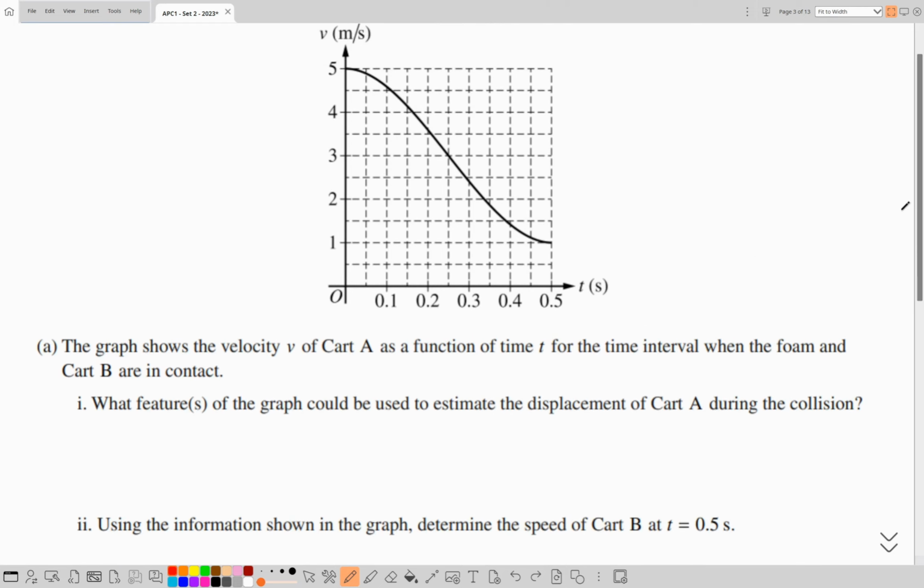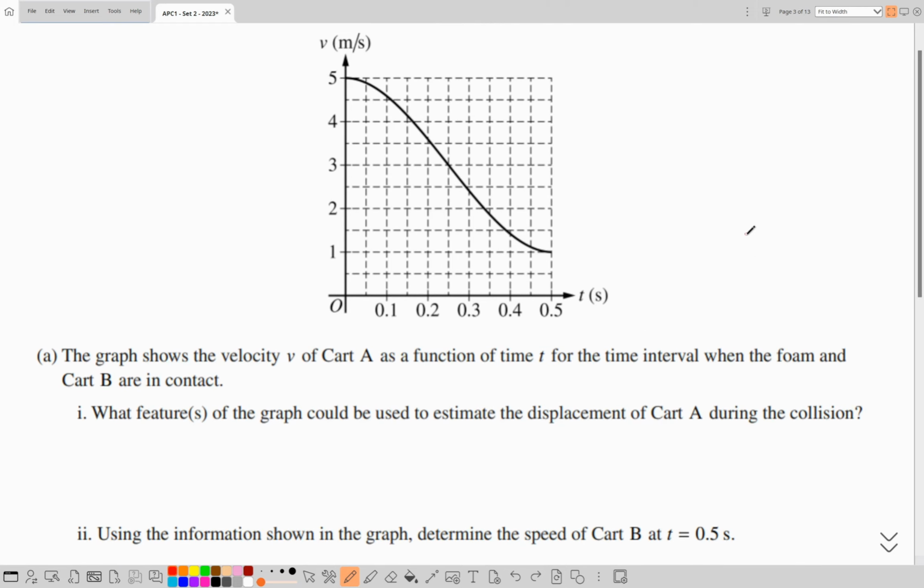In idea number 1, they're telling us what features of the graph could be used to estimate the displacement of cart A during the collision. This is reasonable because this is a v-t graph and v represents the velocity, and we know that the area under the curve basically represents the displacement. Then let me say the area under the curve.